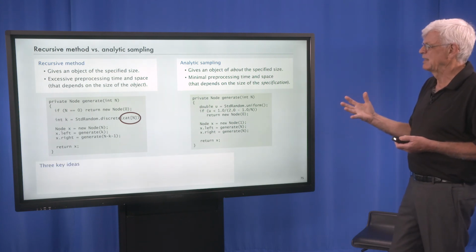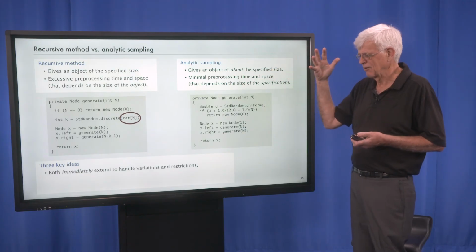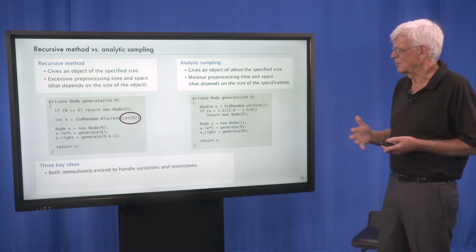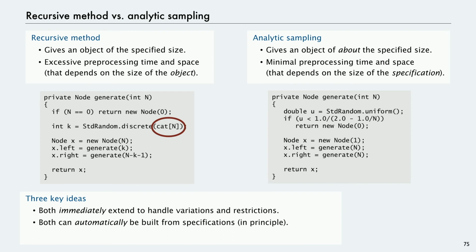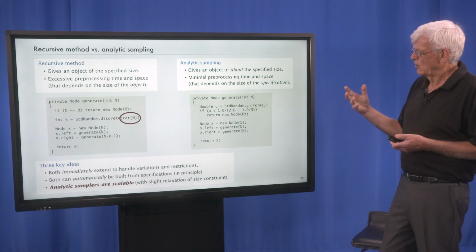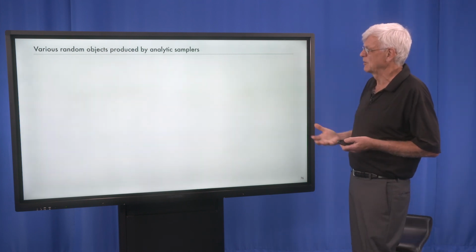So there's 3 key ideas that are important to carry away from this. First of all, both of these methods immediately can handle variations and restrictions. They're automatic. In recursive, we've got industrial strength automatic sampler generators of various flavors. They can automatically be built from the specs in principle, but the difference is that analytic samplers are scalable. All we need to do is relax the size constraint. So with analytic samplers, we can generate huge instances of all sorts of combinatorial objects.